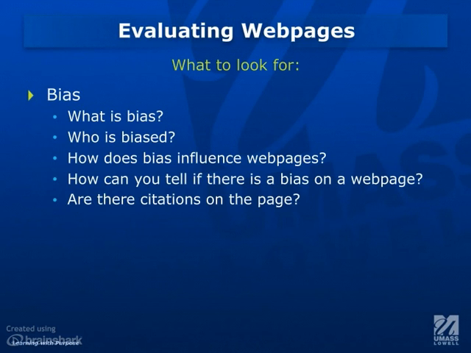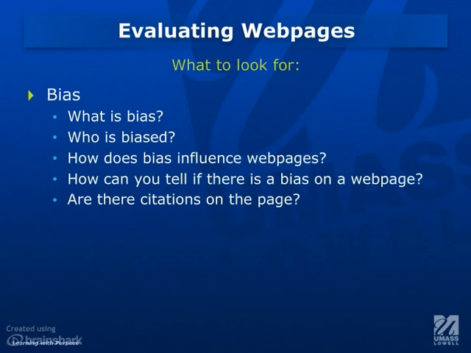If you do move beyond your author, you want to next look for a bias. A bias is presenting one perspective of an issue over the others. Who is biased? Everybody is biased. We all have biases. The point of research and evaluation of sources is to step back from our personal beliefs and look at what is evident.